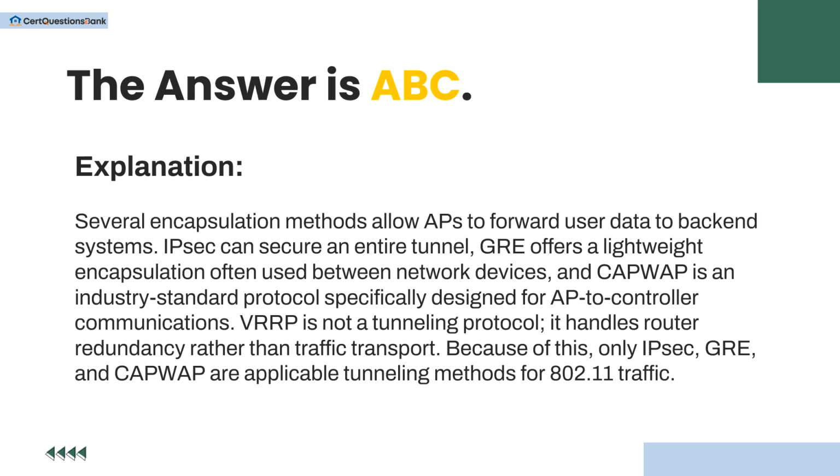Several encapsulation methods allow APs to forward user data to back-end systems. IPsec can secure an entire tunnel. GRE offers a lightweight encapsulation often used between network devices, and CAPWAP is an industry-standard protocol specifically designed for AP-to-controller communications. VRRP is not a tunneling protocol. It handles router redundancy rather than traffic transport. Because of this, only IPsec, GRE, and CAPWAP are applicable tunneling methods for 802.11 traffic.